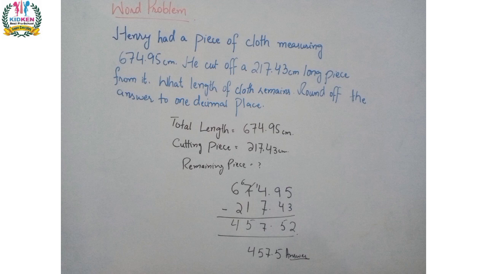So our total length is 674.95 and the cut piece is 217.43 centimeters. So our remaining piece of the cloth is 457.52 centimeters. Our requirement is one decimal place, and our value has two decimal places, meaning 52. So 2 is less than 5, so we cut off the 2 and our solution is 457.5.